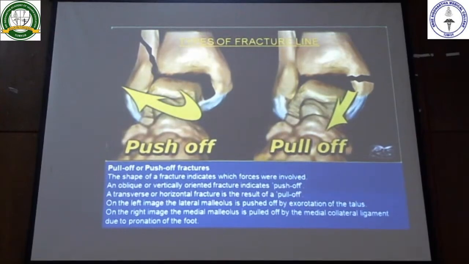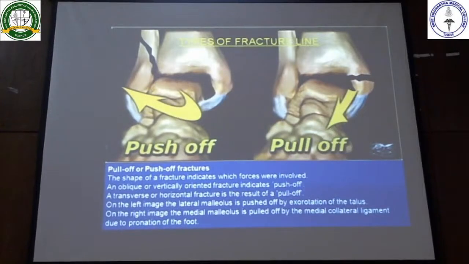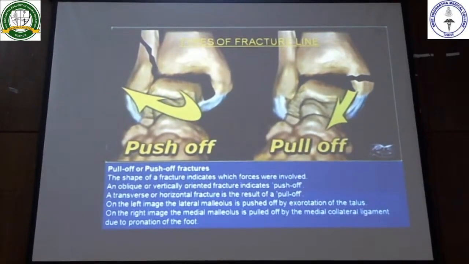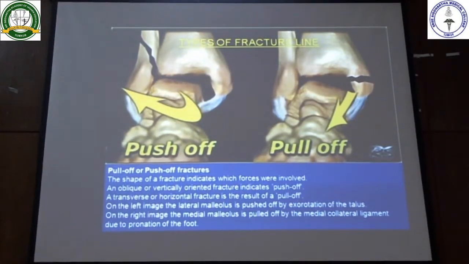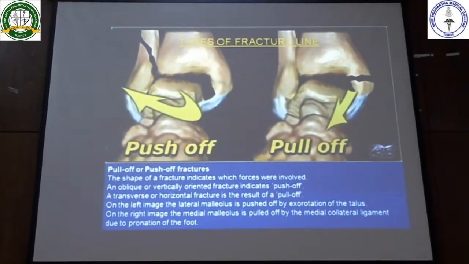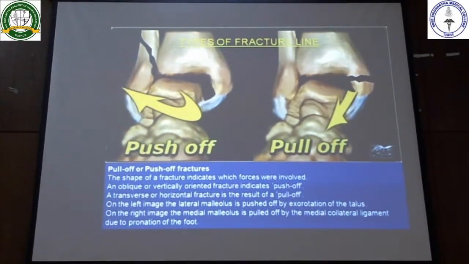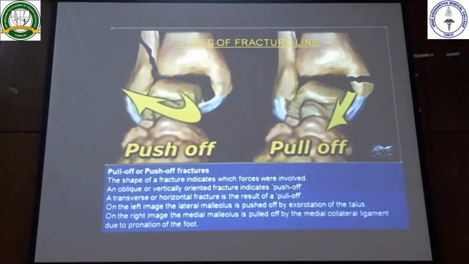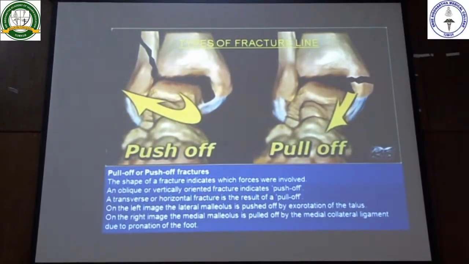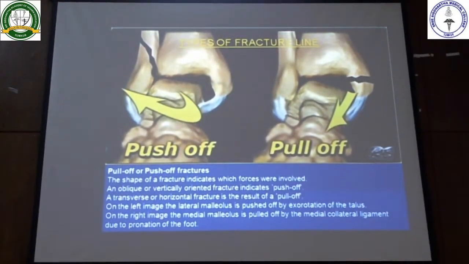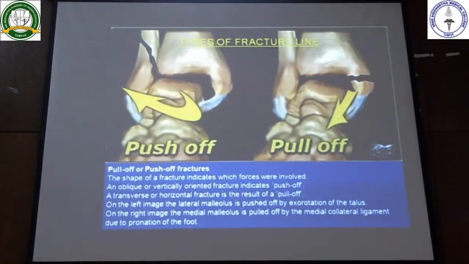Whereas with a transverse or horizontal fracture, on the right side you can see the medial malleolus is fractured. There you can see a clean transverse or horizontal fracture. Then you call it a pull-off fracture. So if it is oblique of the lateral malleolus, it is a push-off. The other one depends on the mode of injury and the type of forces being applied to the ankle joint. On the right side you get what is known as a pull-off fracture, the clean transverse or horizontal fracture line. Just so you can remember, there are two types of forces which cause these two types of fractures, push-off fracture and pull-off fracture.